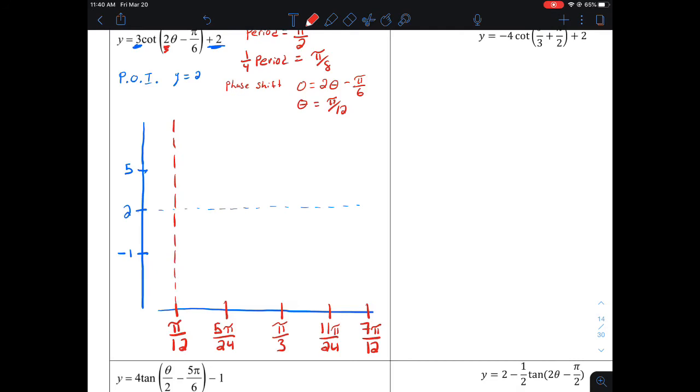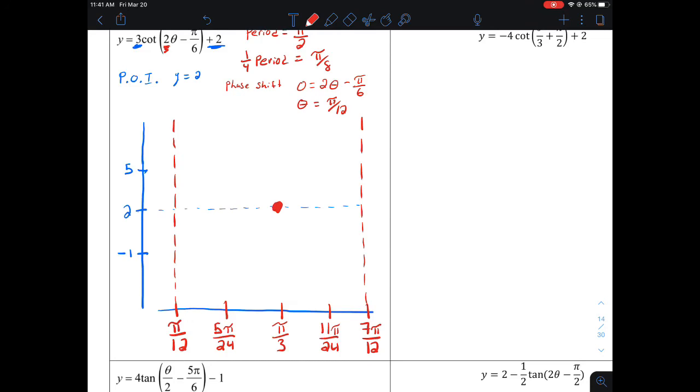Now, if I start with a vertical asymptote, I'm going to end with a vertical asymptote for cotangent. And halfway in between those vertical asymptotes, I'm going to have my point of inflection. So I have that. Now, cotangent, remember, off our original example, is a decreasing function unless I reflect it. So I have a positive coefficient, so it's going to continue to decrease.